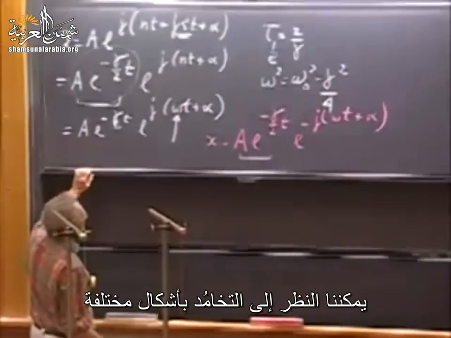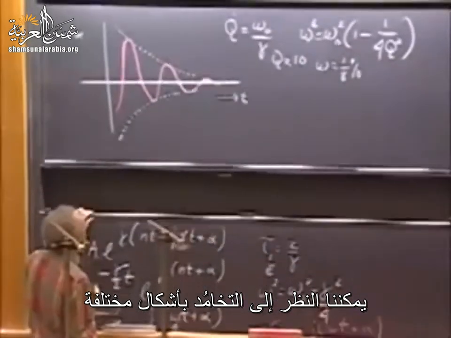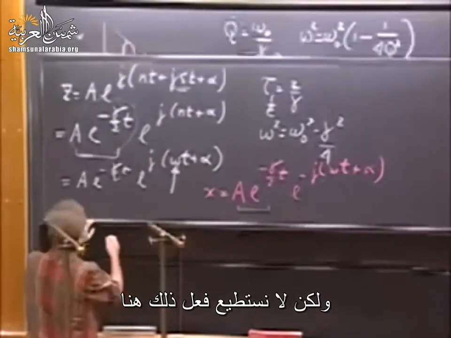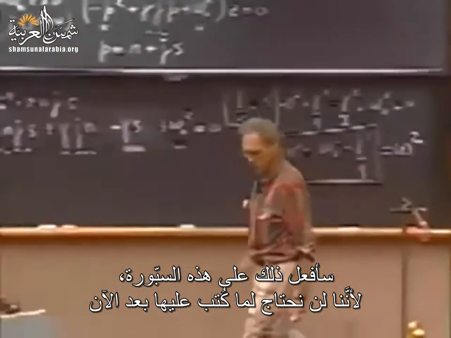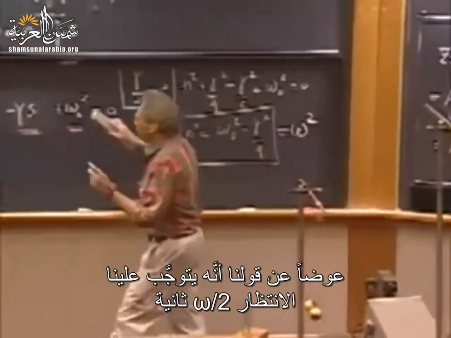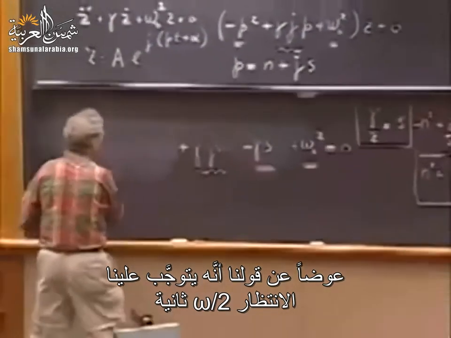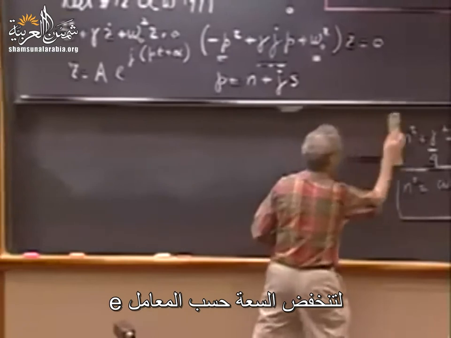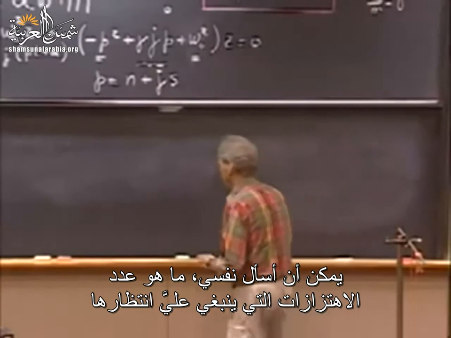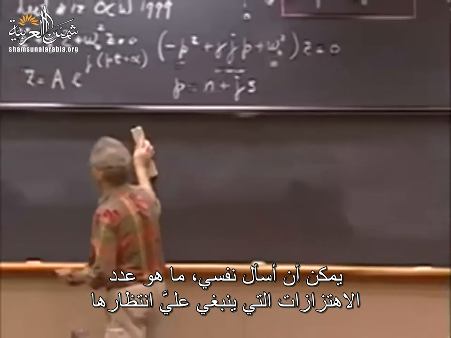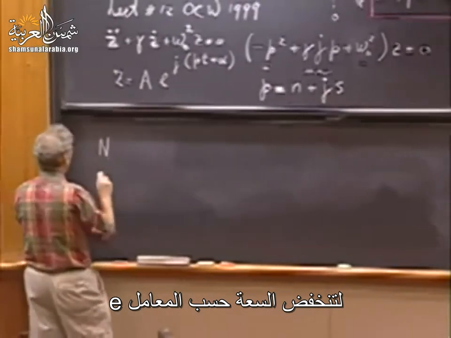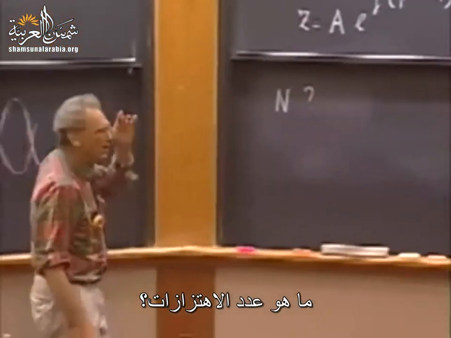We can look at the decay in a different way. We cannot do that here. I will do that here on this center board because we don't need that anymore. Instead of saying I have to wait 2 over gamma seconds for the amplitude to go down by a factor of e, I can ask myself, how many oscillations do I have to wait for the amplitude to go down by a factor e? How many oscillations?